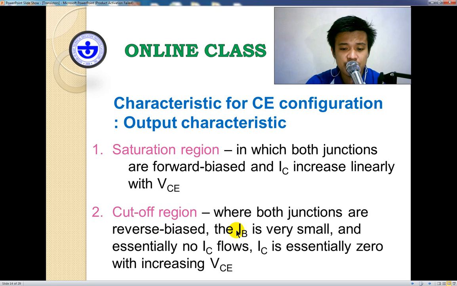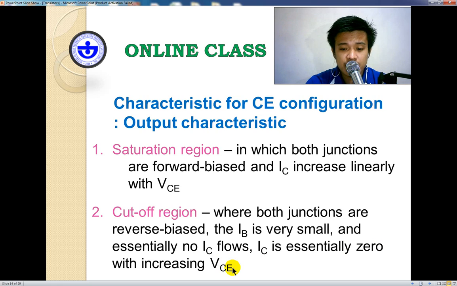And next, we have the cutoff region, where both junctions are reverse bias. So it means the current on the base is very small and essentially no current flows in the collector. The base doesn't have enough current, so that is why it could not allow current to flow through the collector. And the current from the collector is essentially zero with increasing voltage across the collector and emitter.